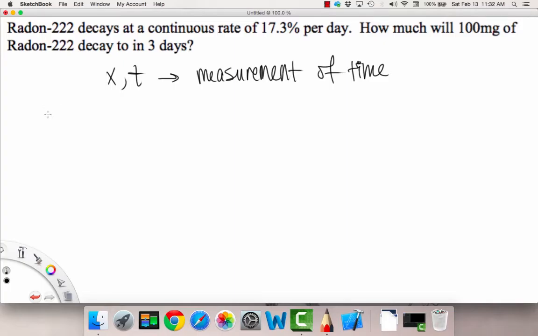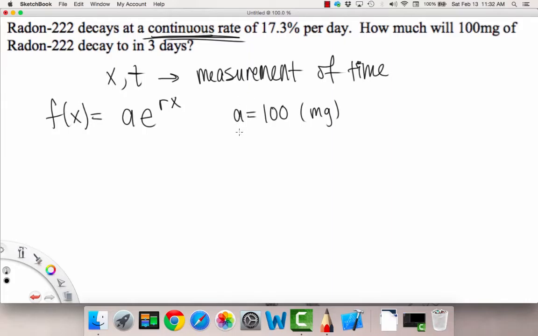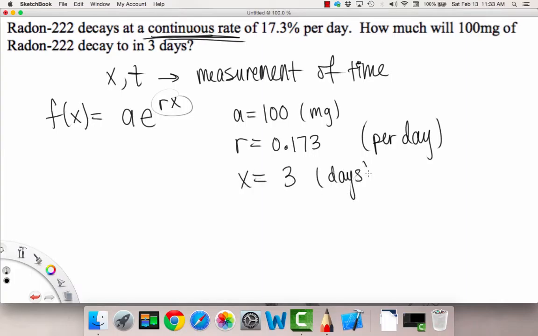So we have our formula, f of x is equal to, and we're told it's a continuous rate, so this is a continuous rate of change, right? So we're going to use the formula A times e to the r times x, okay? A is our initial amount, so A is going to be 100, and we can think milligrams on the side. R is 17.3%, so this is 0.173, and this is measured per day, right? This is what I mean by units matching up. If you have days here, then we should also have days as your x. So x is 3, and this is days. Everything matches up, right?